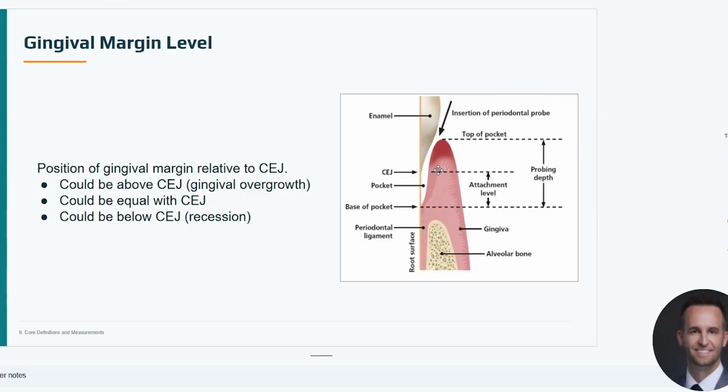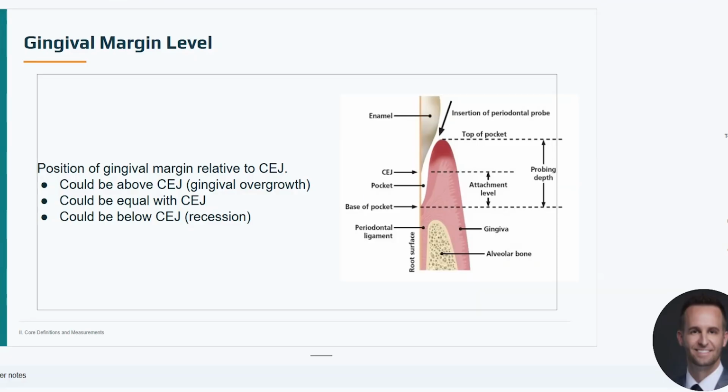It could be equal with the CEJ. If the gingival margin started right here, it would be equal. It could be below the CEJ, and it could be down here. If this is the CEJ, it could be clear down here, and if that was the case, then we would be seeing root surface. And if we're seeing root surface, that means the patient has had recession.